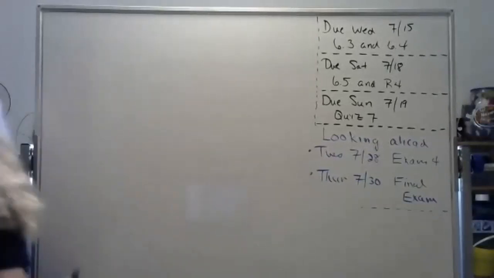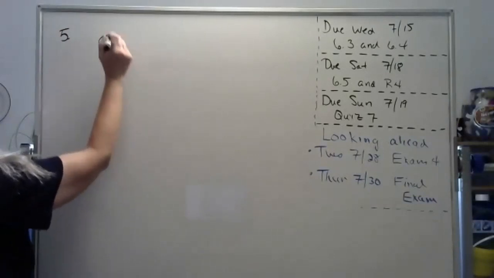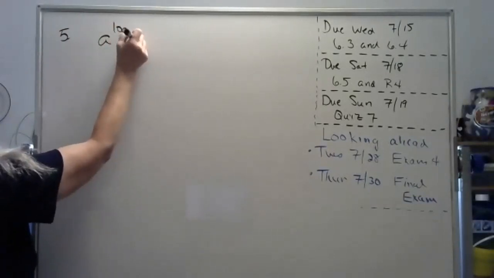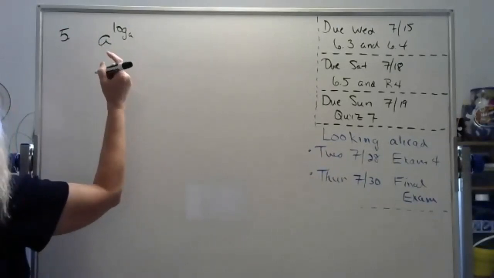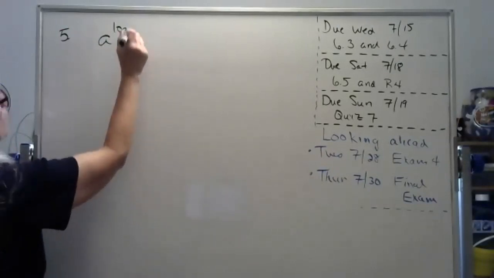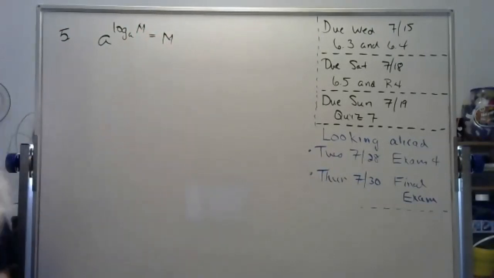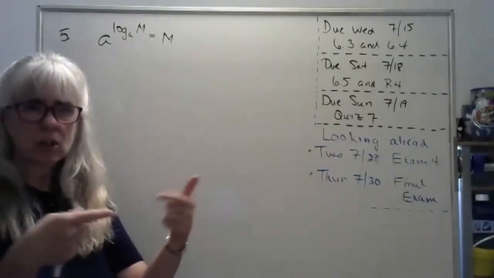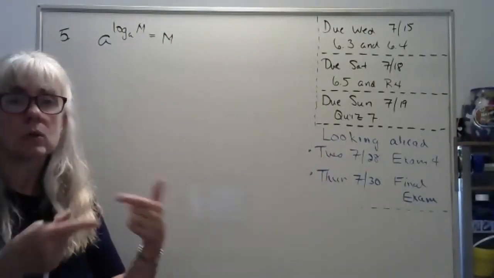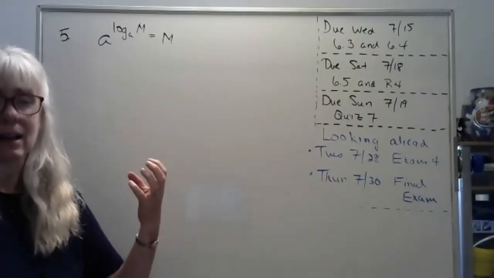So number 5 on my list says if you have a base of a and you raise it to a log as an exponent, so a raised to the log base a of m is equal to m. You look at that and say, well, that makes no sense at all, but it does, because an exponent and a log are inverse functions, and we know that if you compose a function with its inverse, then plug something in, you're going to get back that as the output.